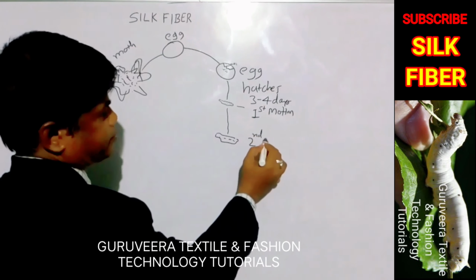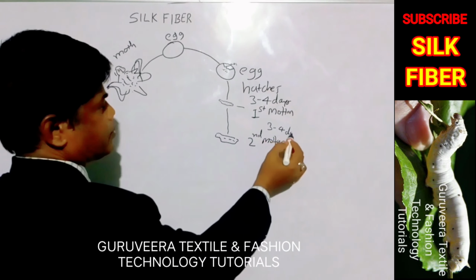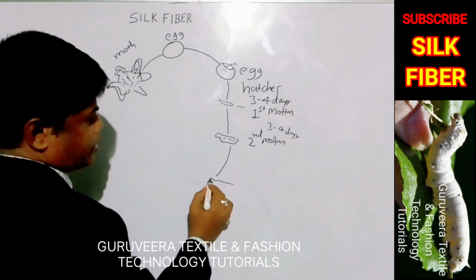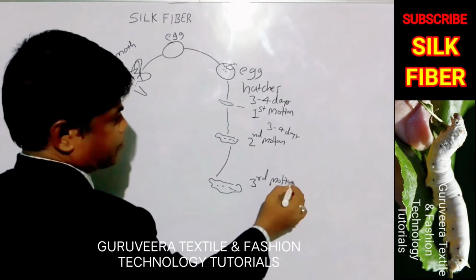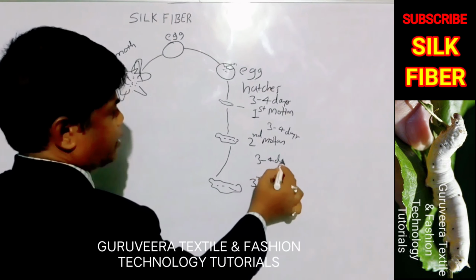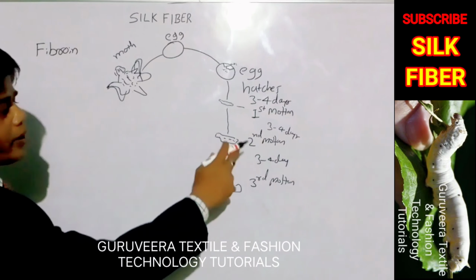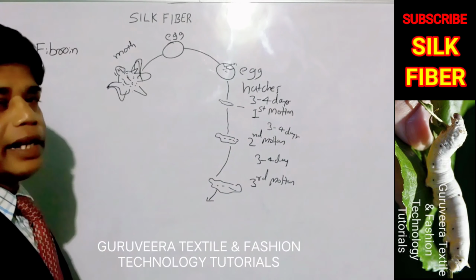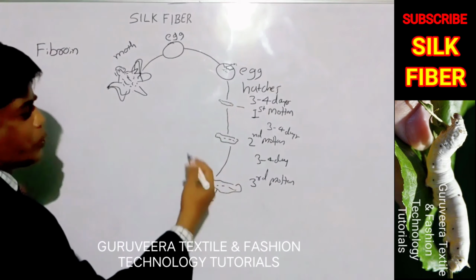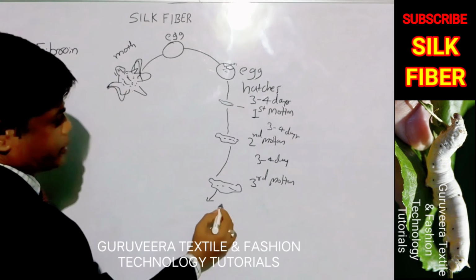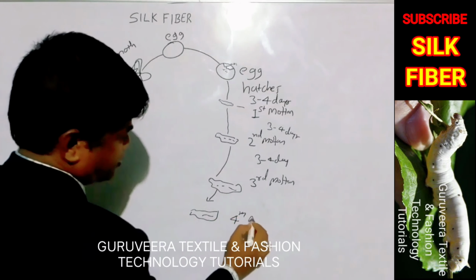and reaches the second molting stage in 3 to 4 days. Like that it comes to the third molting stage in 3 to 4 days. Like that it goes through 4 molting stages. The body grows rapidly day by day, at very high speed, from a small minute ant size, growing rapidly day by day. Okay, fourth molting stage.